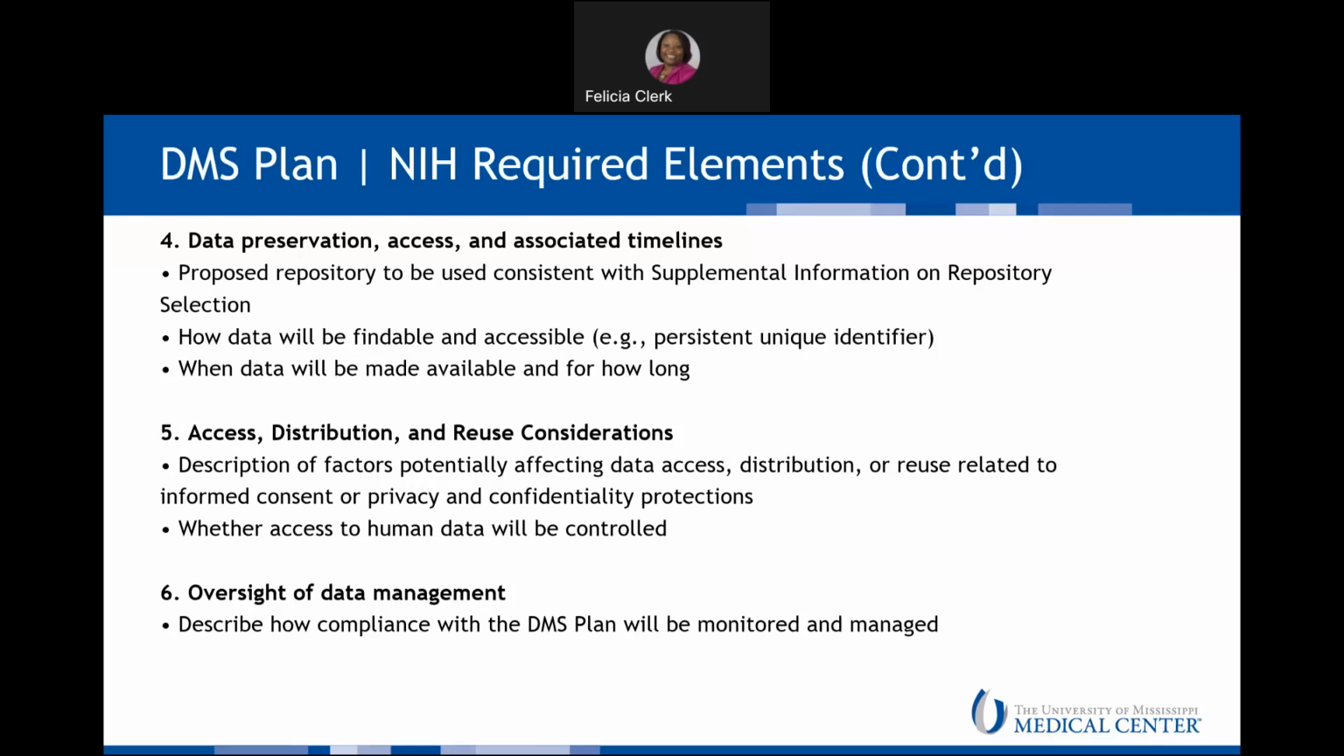later. How do you plan to distribute the data, access, distribution, and reuse considerations of your data? Basically describing the factors potentially affecting the data access or the reuse related to informed consent or privacy and confidentiality protections. And we'll get more into the human subjects part of that, the oversight of that, and describe how compliance with the DMSP will be monitored and managed.